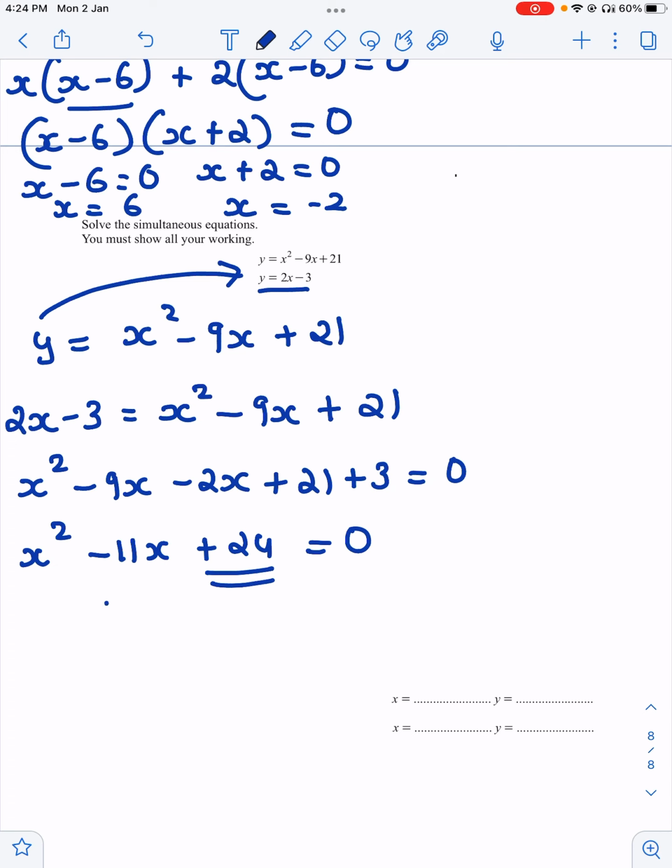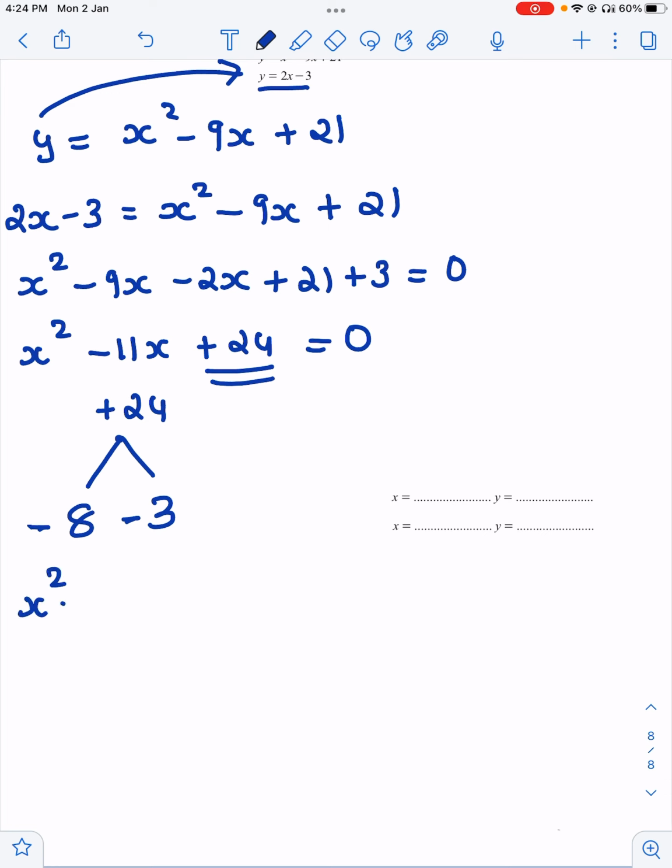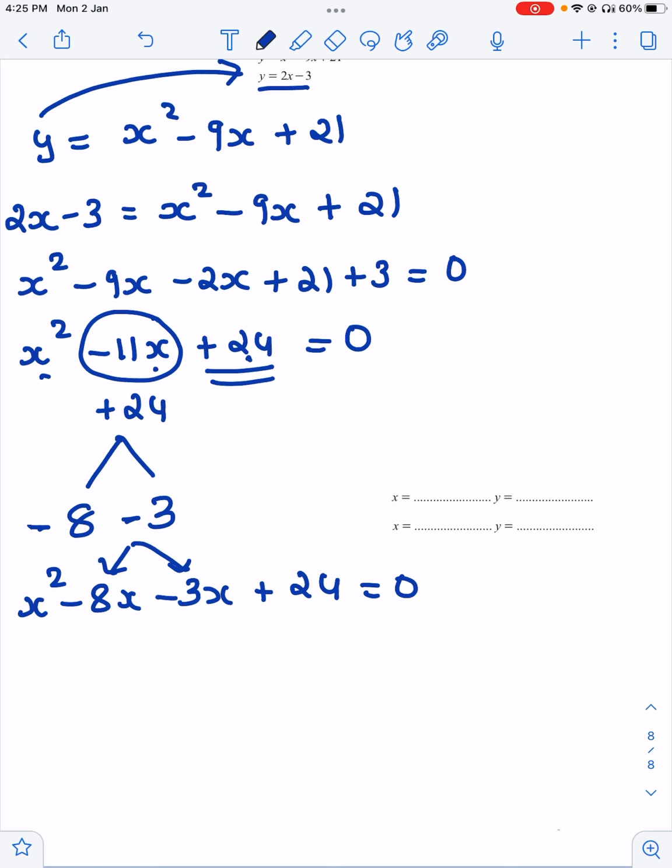Now what do I take? Plus 24. I know the factors 8 and 3. First sign will always go to the bigger number. Minus 8 minus 3 gives minus 11. So I get x square minus 8x minus 3x plus 24 is equal to 0. What did I do here? Minus 11x I have just written in the form of 8x and 3x. So the meaning remains the same. But instead of 3 terms, now I have got 4, for which I can take out the common easily.